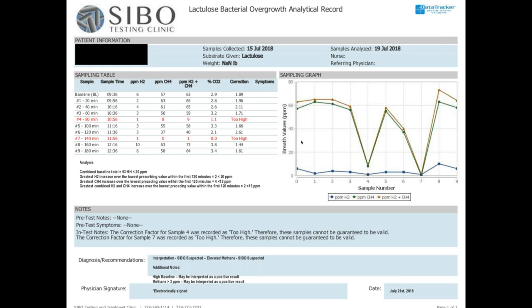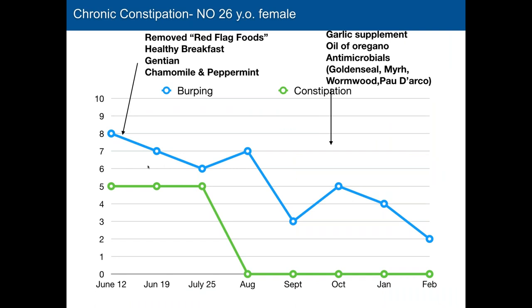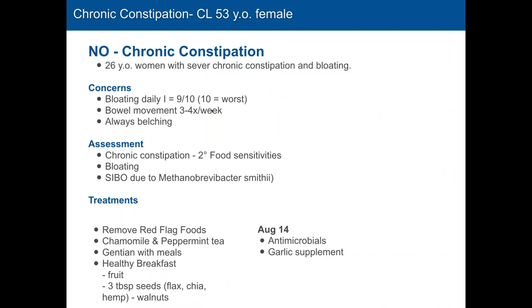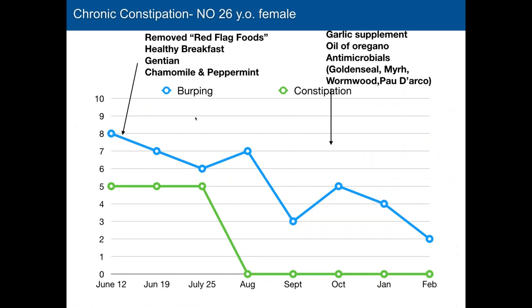And like, her burping was driving her nuts. And so the burping was an 8 out of 10. It was a little different. Sorry, I didn't change it here. I said 9 out of 10, but when I checked back in the chart, it was only 8 out of 10. I fixed it this morning.